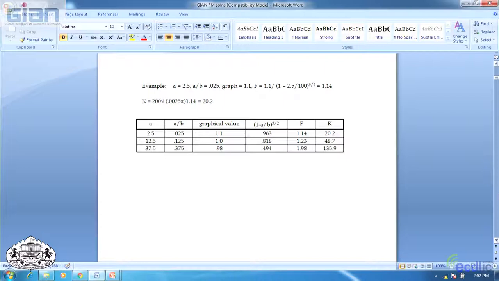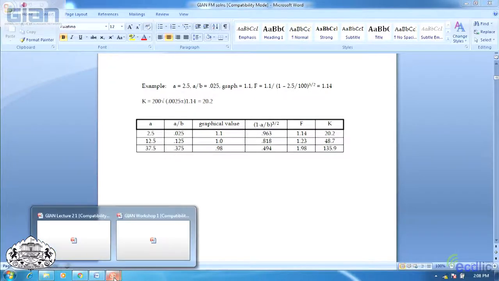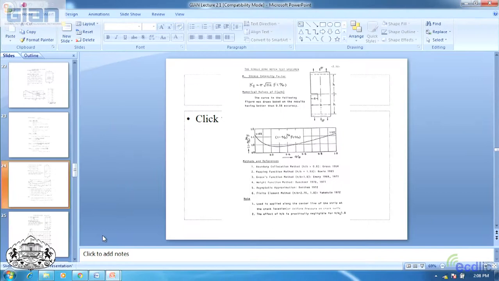Here's my solution. I set up a table, and I'll go through one example. For the first crack size of 2.5 millimeters, A over B is 0.025. Now, you have to use the graph on this one because there is no table, just a graph. And when you use the graph, if you get a different number from other people, you shouldn't be concerned. 0.025 is way back here. So the graphical value is 1.1. That's the graphical value, 1.1.